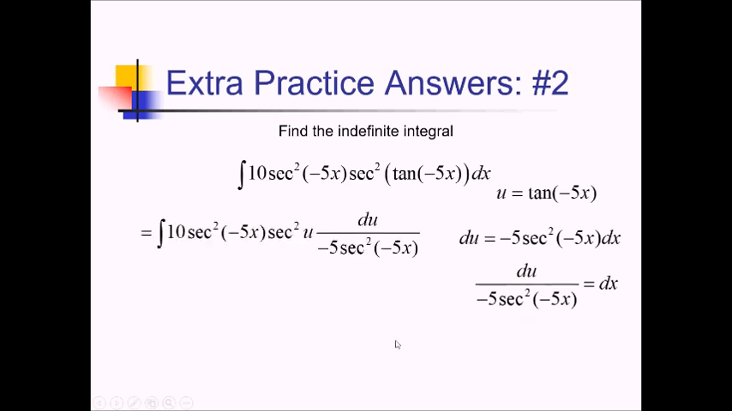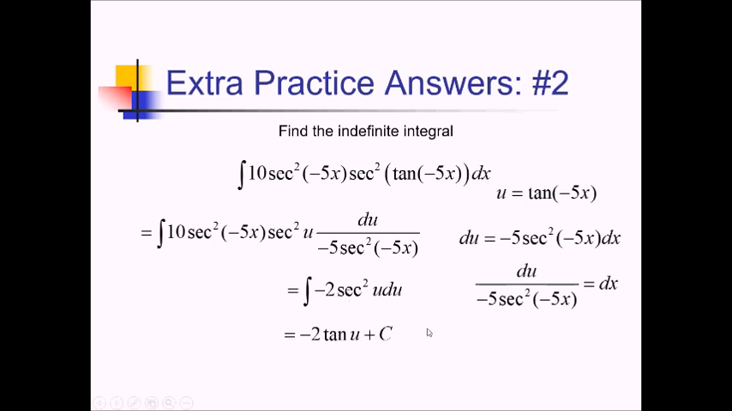All right, let's hope something good happens here. Well, it looks like the secant squared of negative 5x can cancel out. We have a 10 over negative 5, which is negative 2. So altogether we're left with negative 2 secant squared of u du. And then the secant squared antiderivative is just going to be tan of u. So this is going to be negative 2 tan of u plus c.